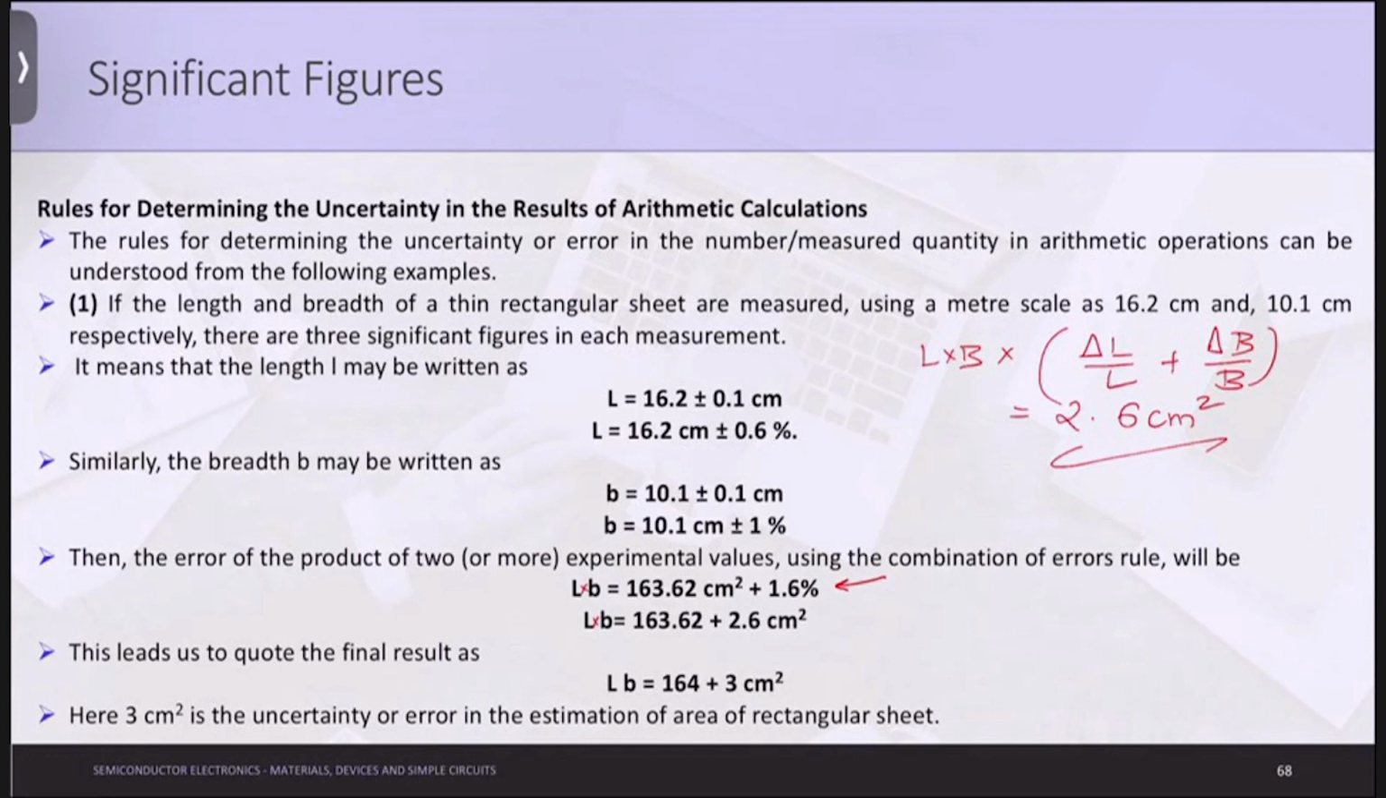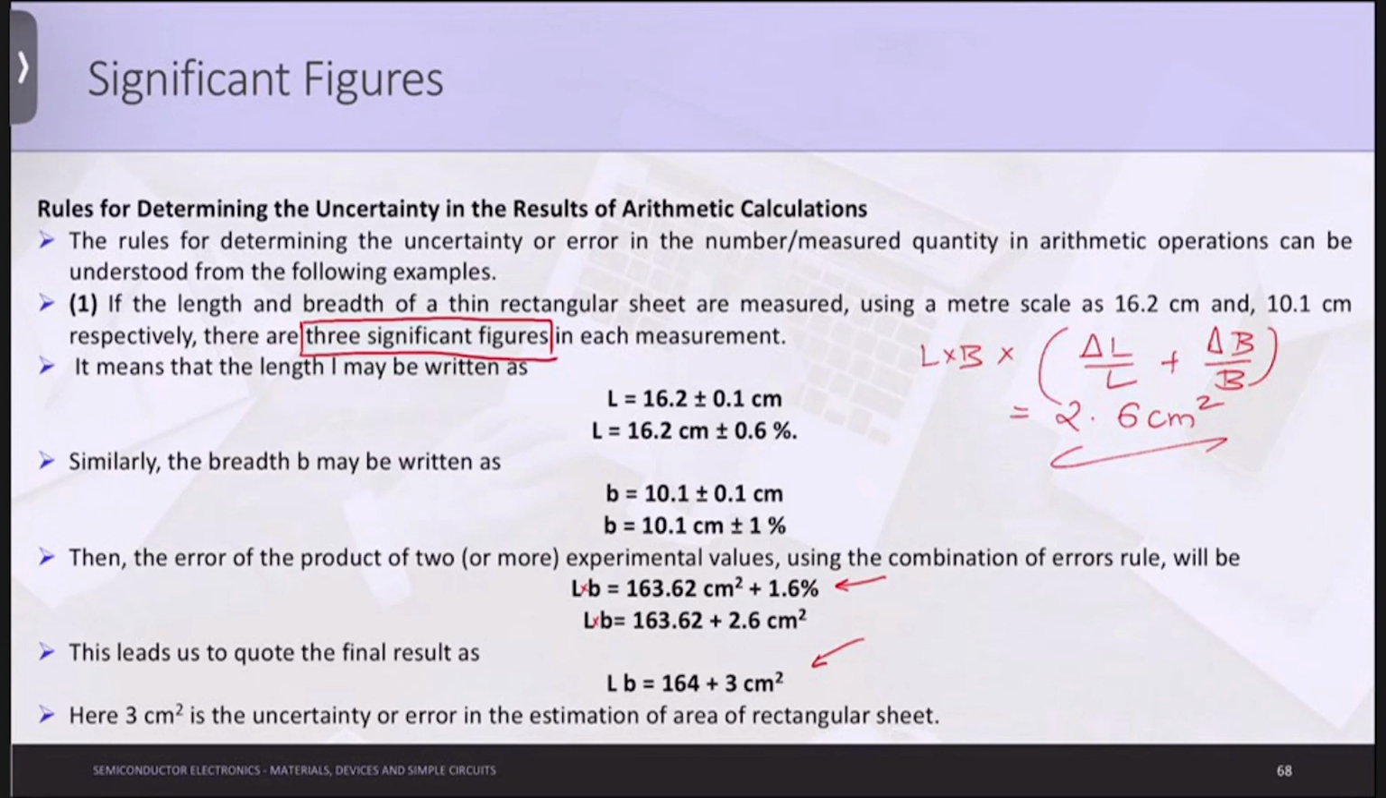This leads us to quote the final result as. Now the basic concept is that everything which we have learned from significant figures, rounding, error, etc. has to be utilized here. So as you can see, first of all, let us see this line. How many significant figures did we have? We had only 3 significant figures. 3 significant figures for measurement.